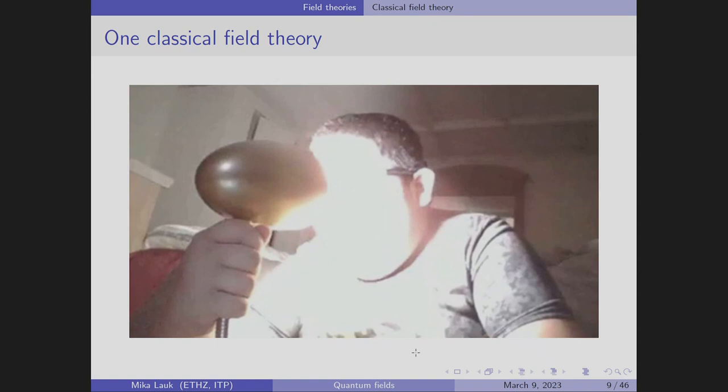And so now this is, again, this feature, I will repeat this a million times. This field is spread throughout space. And then what we see as light are these waves and ripples in this field.